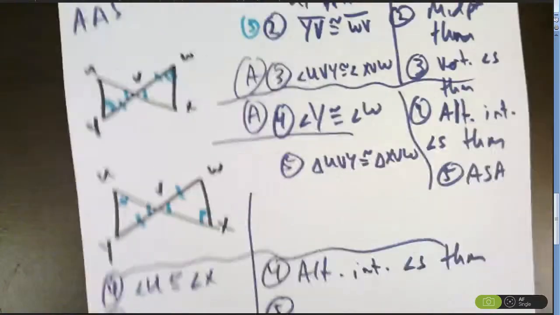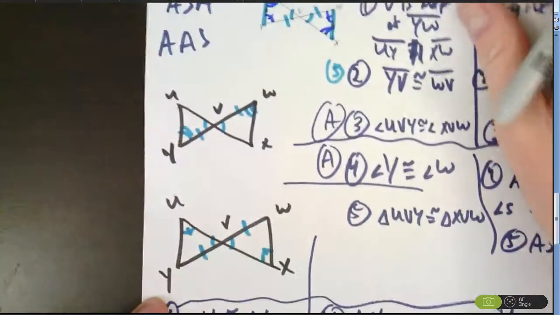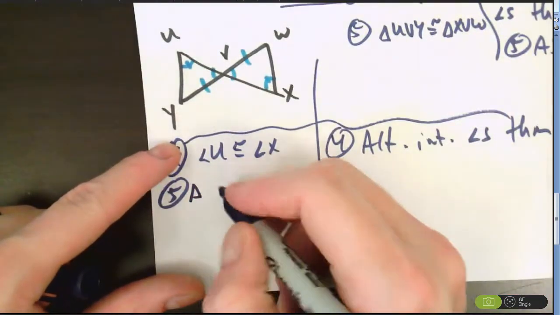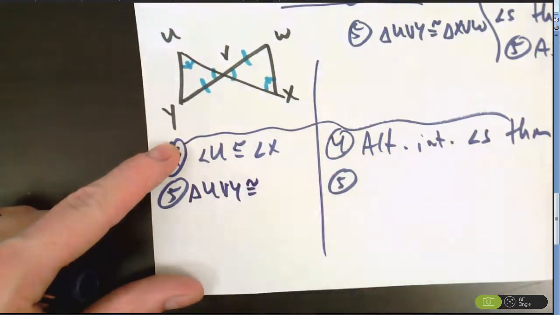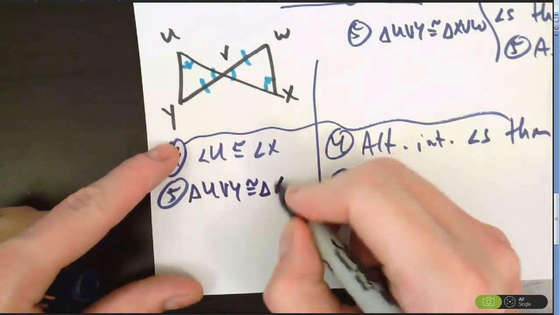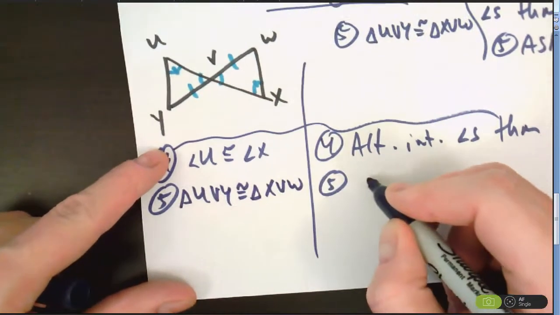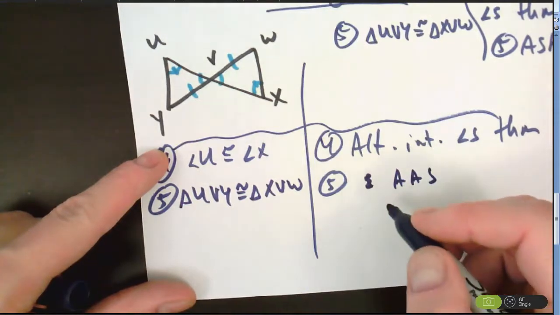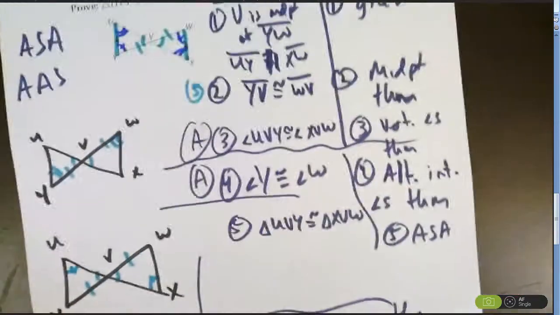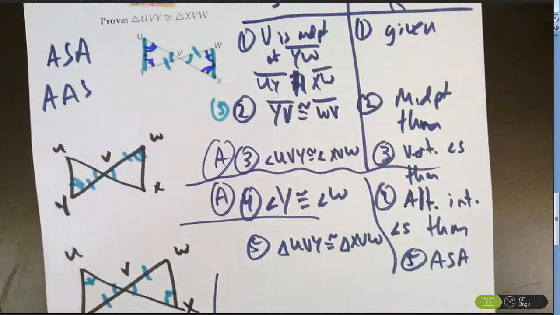Okay. So still same triangle UVY. Gosh, this isn't fitting. Triangle UVY is congruent to triangle XVW by angle angle side. Okay. So again, those are two of the different ways you could have done 9.